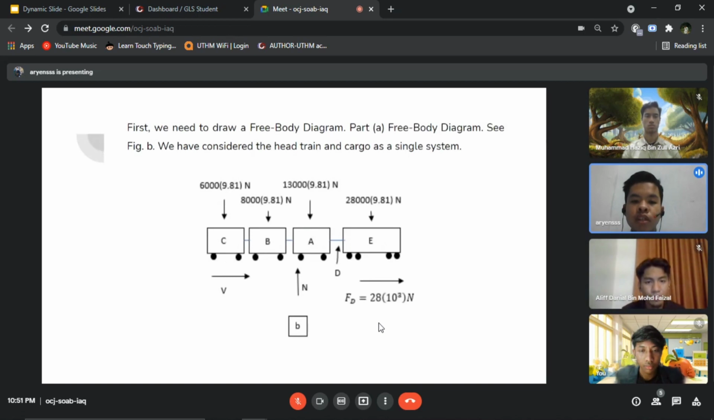First, we need to divide the free body diagram into two free body diagrams. This is the first free body diagram. In the free body diagram that we see in figure B, we consider the head train and cargo as a single system, and using this FBD, we want to calculate the speed of the train. In the first FBD, we can see the mass of the head train is 28 megagram and the weight of each cargo is 30 megagram, 8 megagram and 6 megagram respectively. It has a forward force of 28 meganewton, and it also has a normal force because this is a single system.